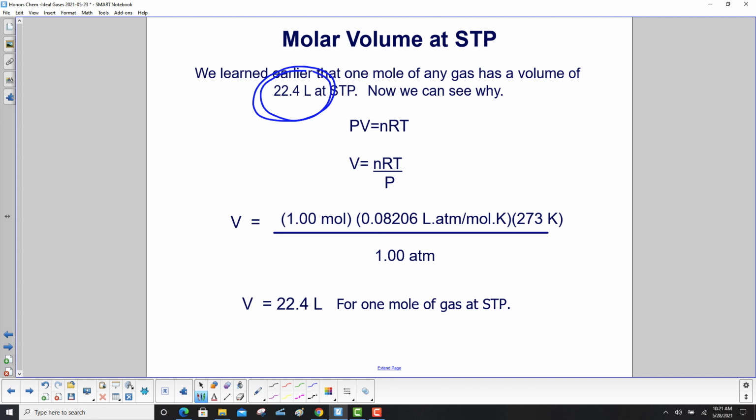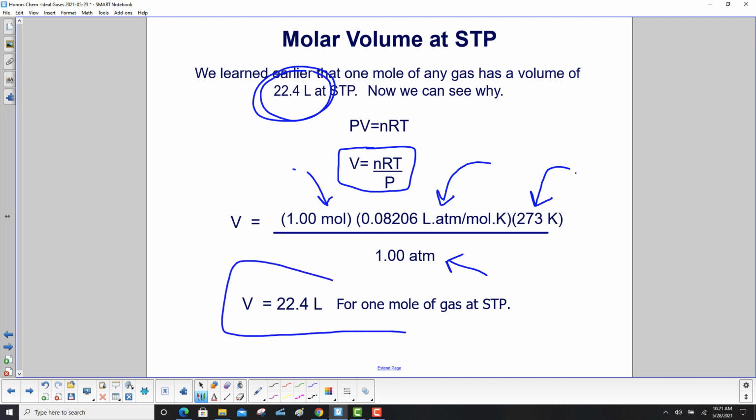PV is equal to nRT, and we're going to solve that for volume by dividing both sides by pressure. Let's put in all our numbers. We have 1 mole. Here's the gas constant in the right units. Here's our temperature at STP. And here's our pressure at STP. Carry out the math and look at that. You get 22.4 liters for 1 mole of gas at STP.